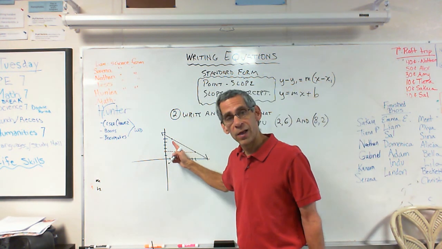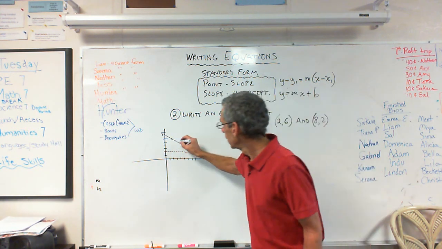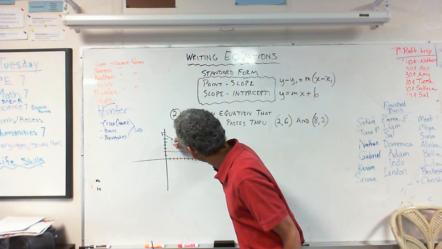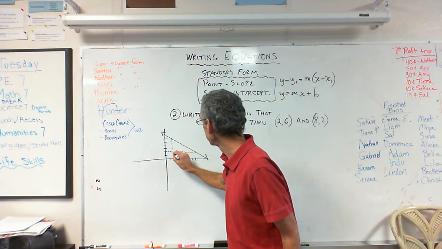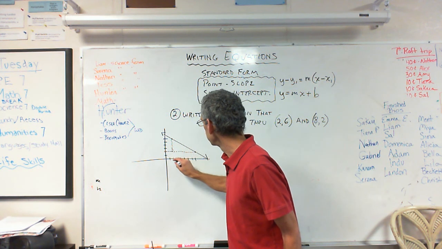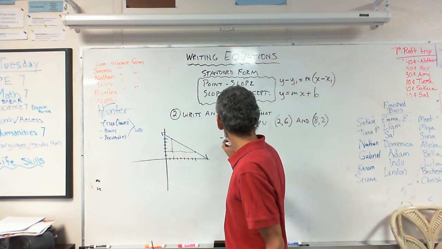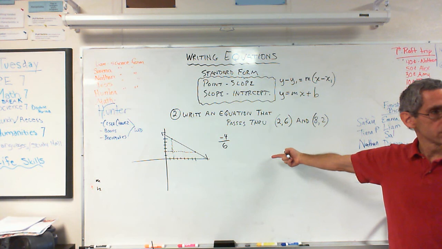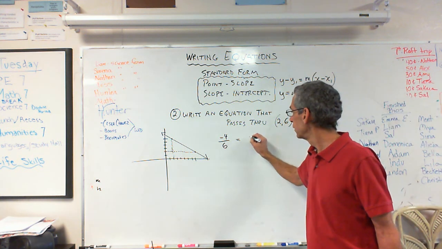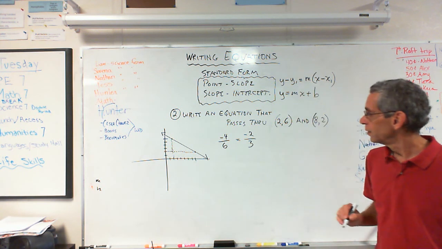So I'm going to ask myself, what is the slope to go from this point to this point? It's down 4. So I'm going down 4, and I'm running over 6. 1, 2, 3, 4, 5, 6. Over 6. Now, that's my slope: negative 4/6. Can I simplify this slope? Yes, 2 goes into this, so negative 2/3.